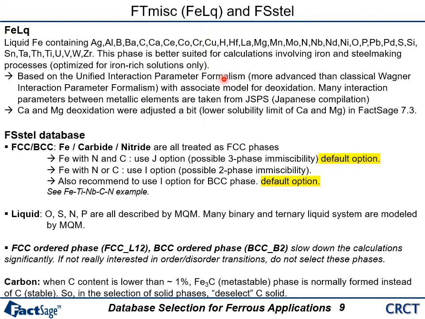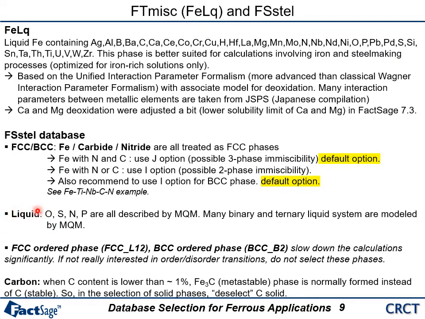And most of these interaction parameters were re-evaluated and also taken from the JSPS, the Japanese compilation book for interaction parameters. So this kind of database is very good for steelmaking applications, especially for low carbon steel. And in the FSstel database, we also have a liquid phase.